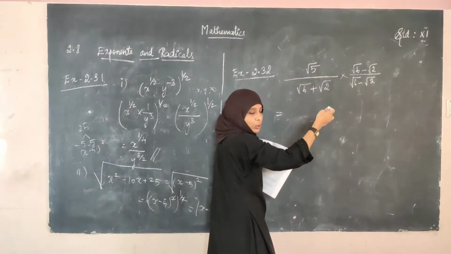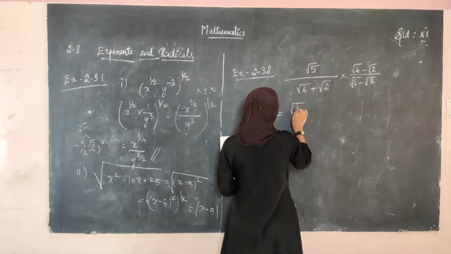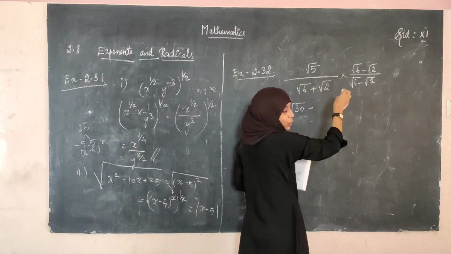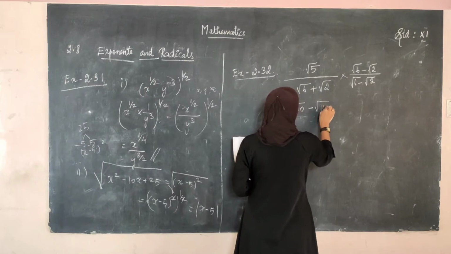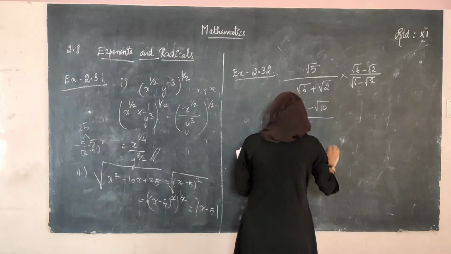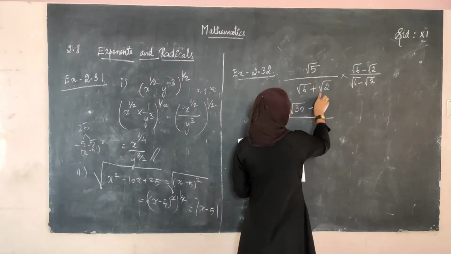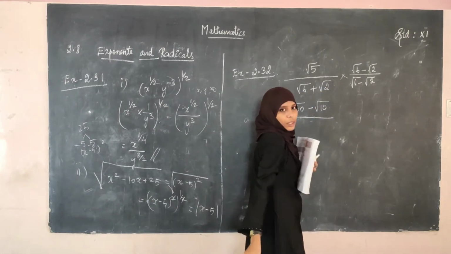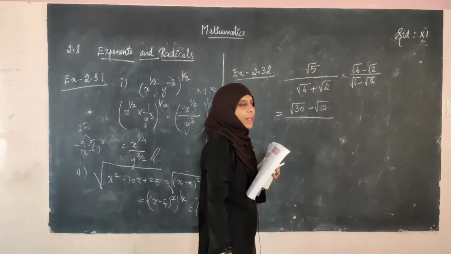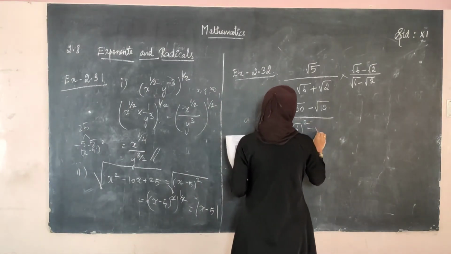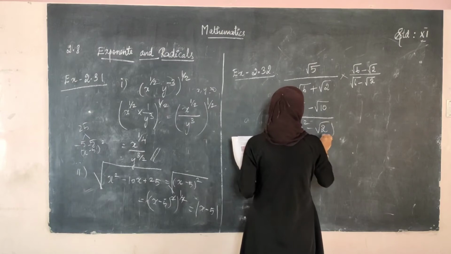Root 5 into root 6 is root 30, plus into minus minus. Root 5 into root 2 is root 10, divided by... See, this is in the format of (a plus b) into (a minus b). (a plus b) into (a minus b) is a square minus b square.